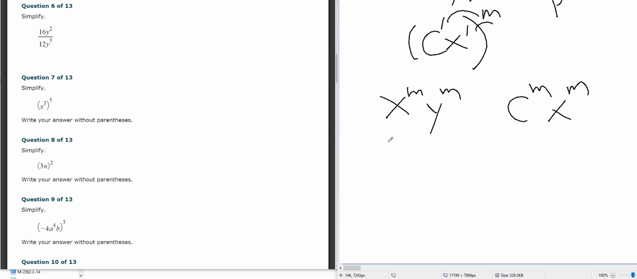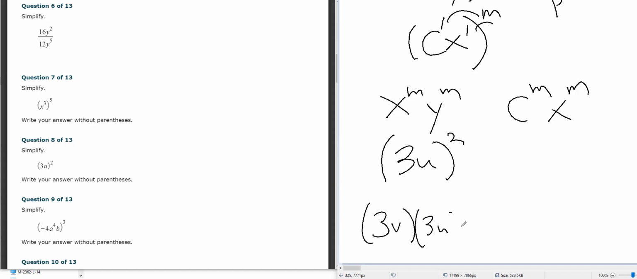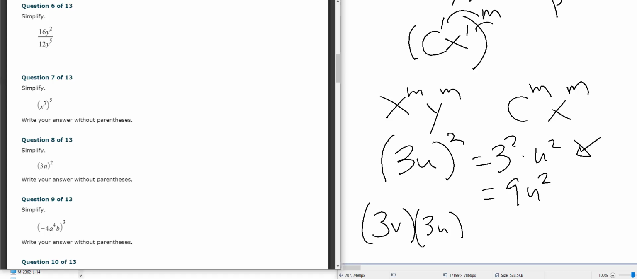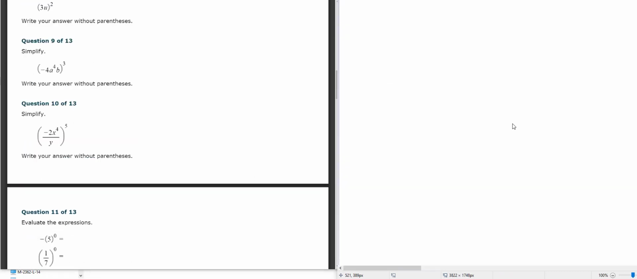So when you have one like number 8 on our worksheet, 3u squared, we have two options: 3u times 3u, or 3 squared times u squared, 9u squared. And in a lot of these cases, you can do some of these steps in your head. But here are the steps that you're taking, and until you're very confident with those steps, you probably should just write in the steps.